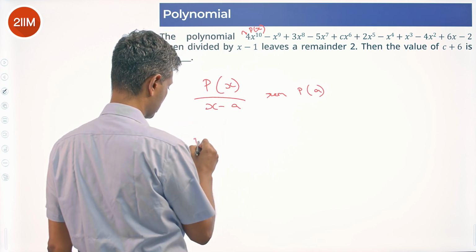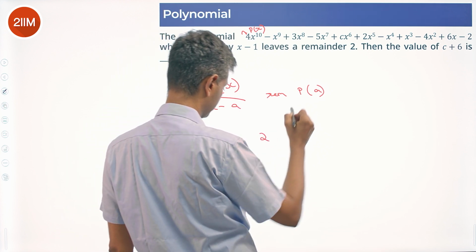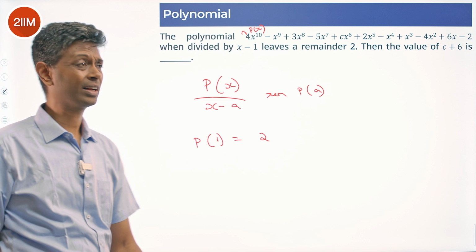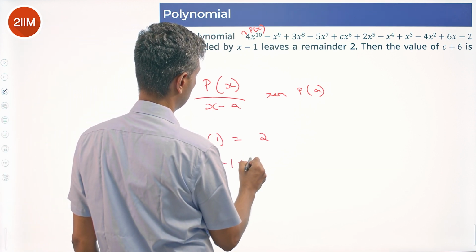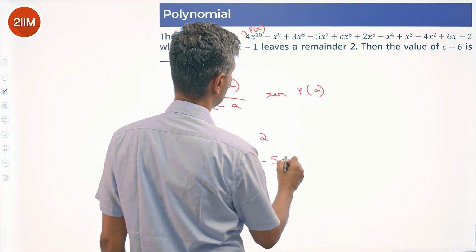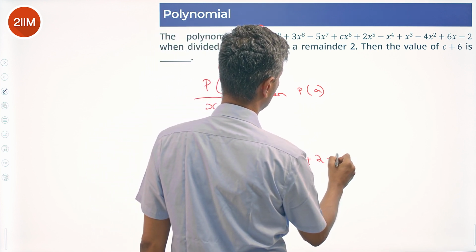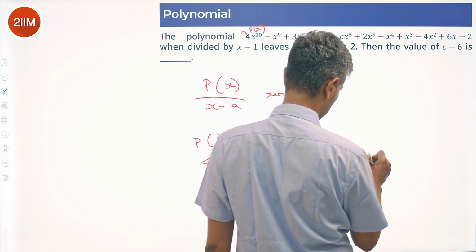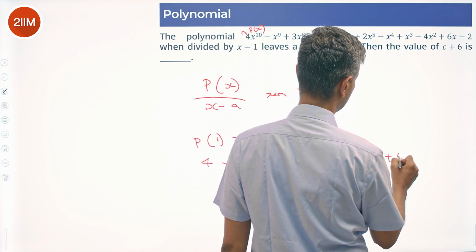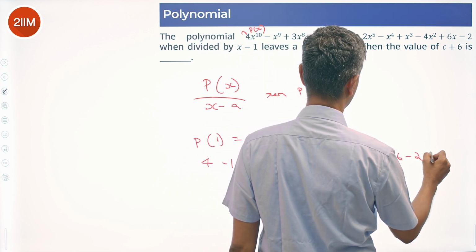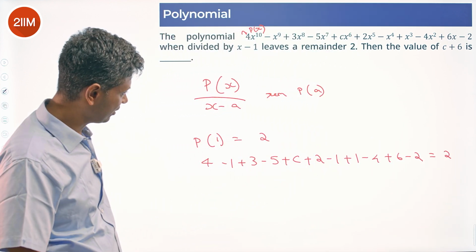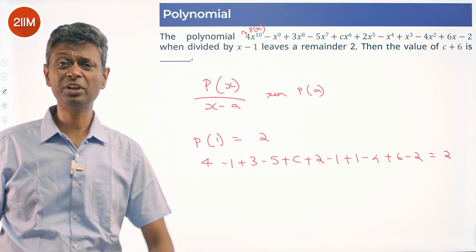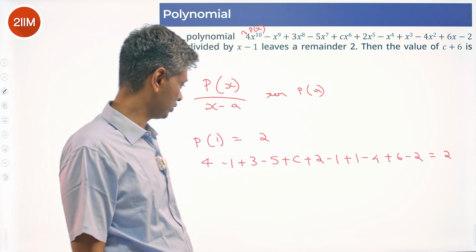This question tells us p of 1 is equal to 2. P of 1 is very easy to calculate, only the coefficients: 4 minus 1 plus 3 minus 5 plus c plus 2 minus 1 plus 1 minus 4 plus 6 minus 2 is equal to 2. Solve this, get c, and then find c plus 6. Freebie question, especially in the context of the rest of this paper.